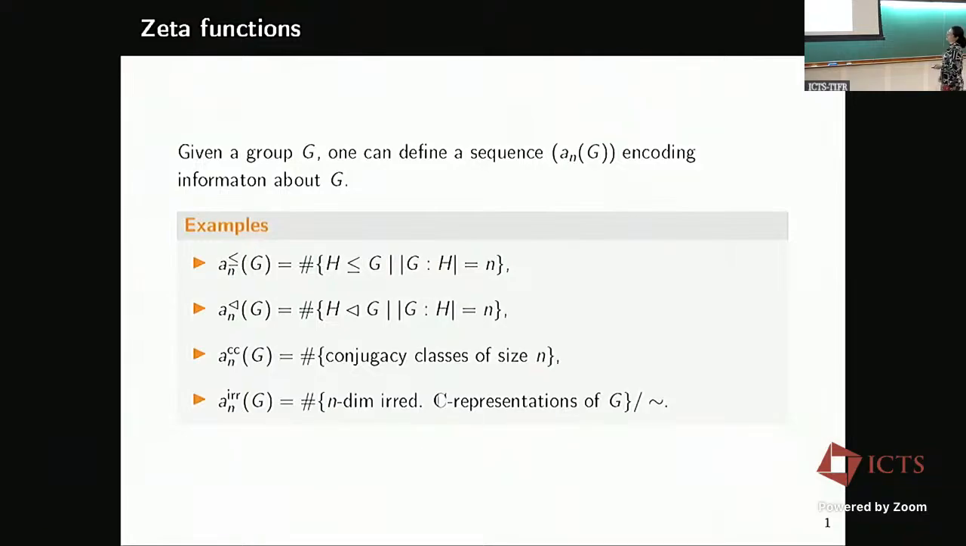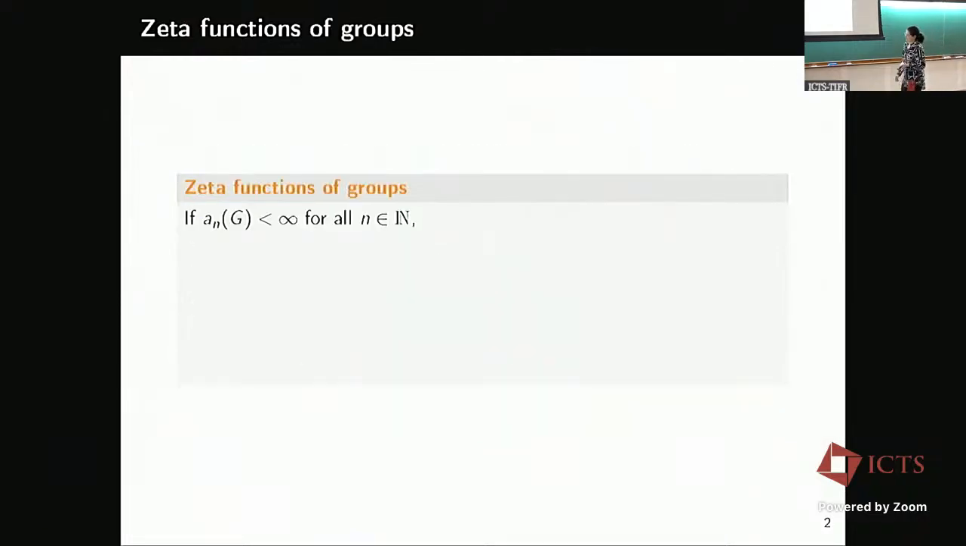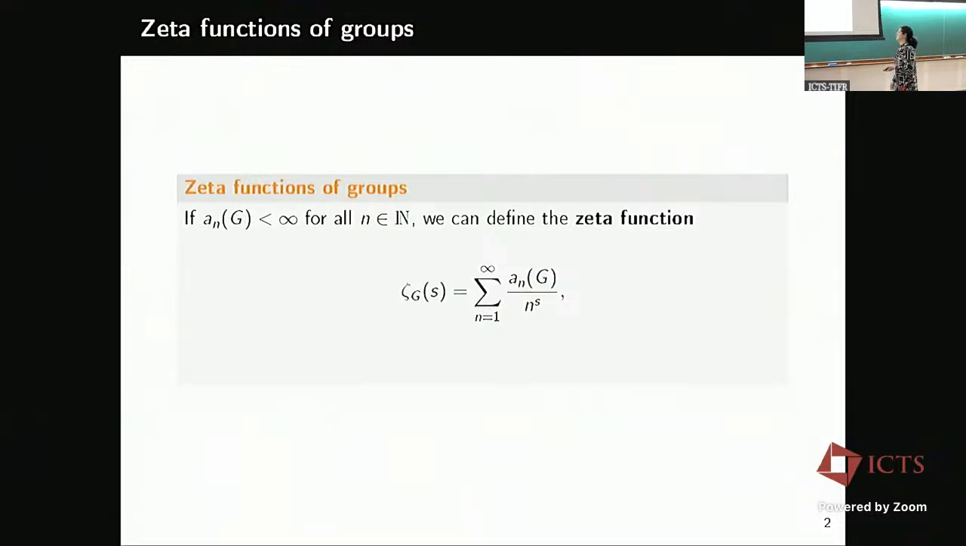I was working with the last two during my PhD, and then I learned about twisted conjugacy, and I was very interested. I was wondering if we can use zeta functions to tackle some problems. Maybe you can use twisted conjugacy to get some uniform zeta functions, who knows? So I started investigating them. As you probably know, if all these a_n(G) are finite, you can define a Dirichlet series encoding the information. That's a zeta function, where s is a complex variable.